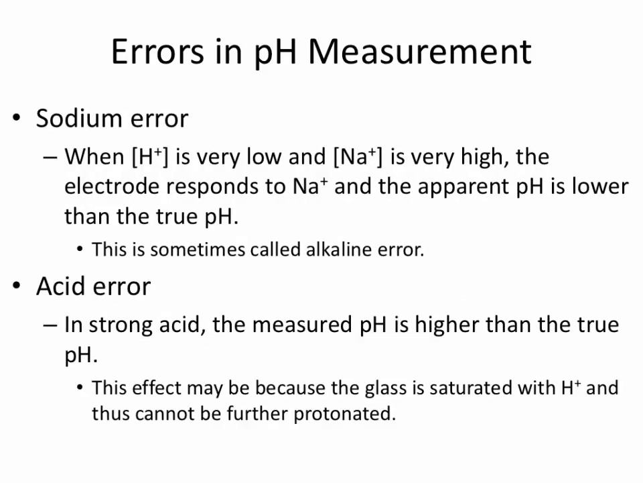Now we can also have a sodium error. When the hydrogen ion concentration is very low and the sodium ion concentration is very high, the electrode responds to the sodium ion and the apparent pH is lower than the true pH. And this is sometimes called an alkaline error. We can also then have an acid error. That is, in strong acid, the measured pH is higher than the true pH. And this effect may be because the glass is saturated with hydrogen ions and thus cannot be further protonated.